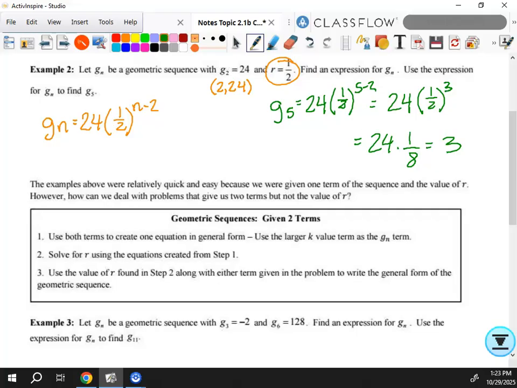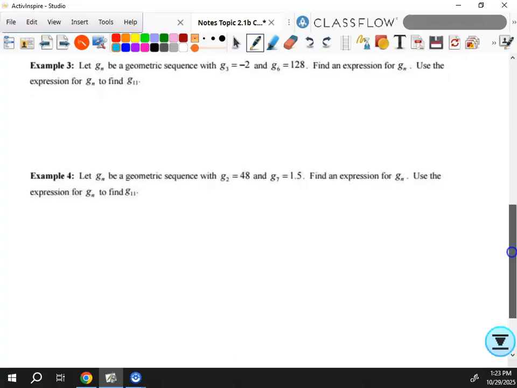Okay, so these examples that we just did, they're pretty straightforward because they gave you a term and they gave you the common ratio. However, how can we deal with problems that give us 2 terms but not the value of r? So this is like on a line where we had to find the slope before we could just write the equation of the line, right? Way easier if they actually gave us slope. So there's some little instructions on how to do it, but I'm just going to take you through it.